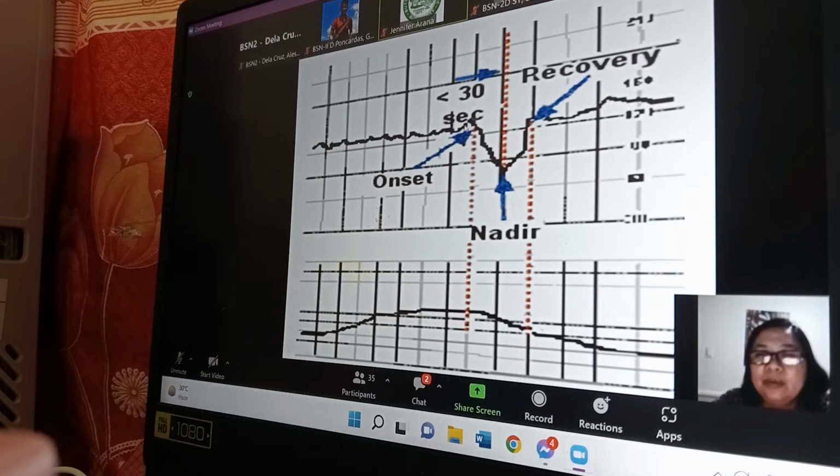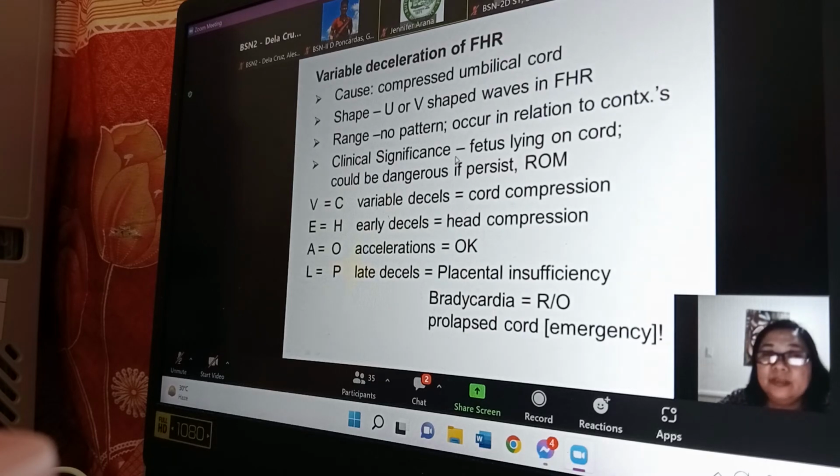Okay, so this is how it looks like. No, murag V-shape or U-shape siya kay mubo raman ang iyahang grabe ka mubo ang nadir and then short period of time abrupt siya, no? Okay. So, the nadir occurs towards the end of the contraction as well. And the recovery passes towards the end of the contraction as well. So, muna siya ang shape sa heart rate or heart rate during a variable deceleration.